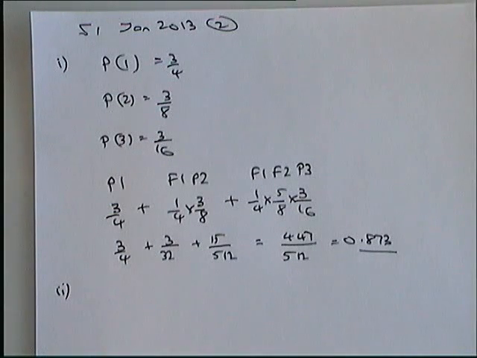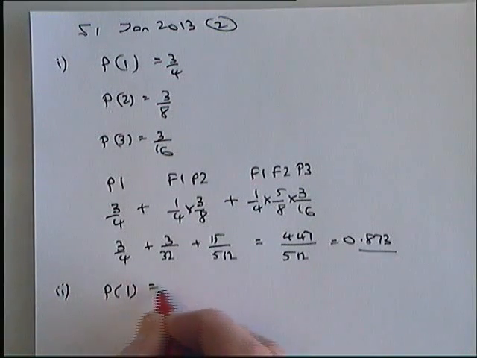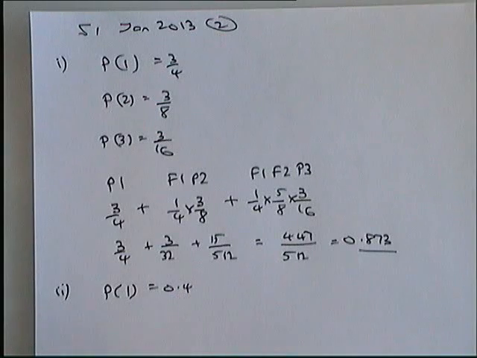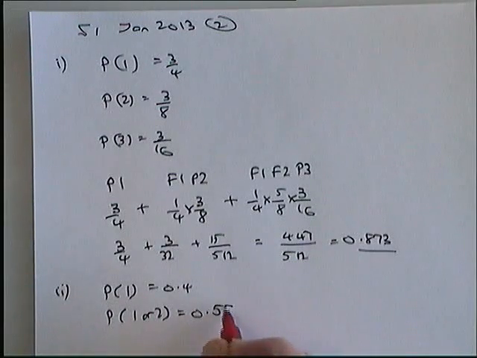Part 2 of the question, Khaled is allowed 2 attempts to pass an exam. If he succeeds on his first attempt, he does not make a second attempt. The probability he passes on his first attempt is 0.4, and the probability he passes on either the first or the second attempt is 0.58.